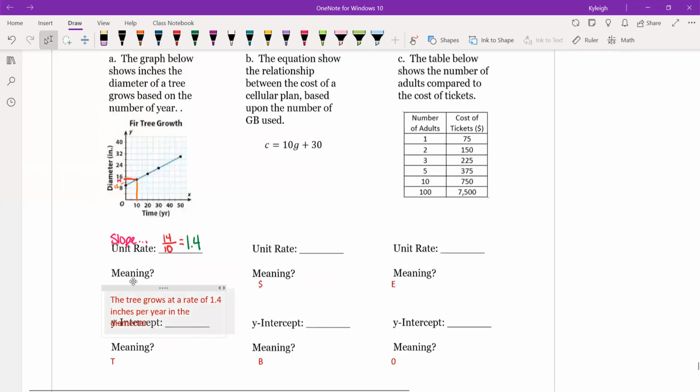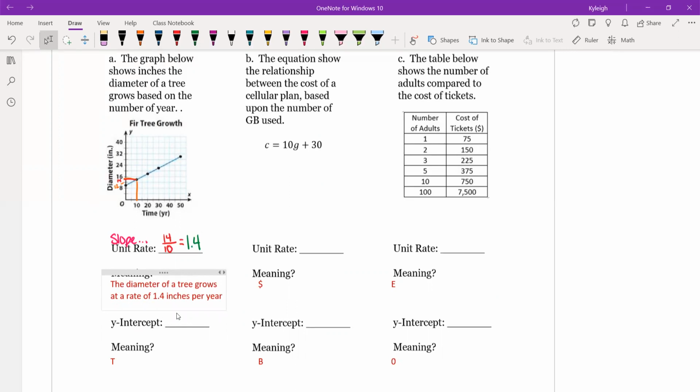Or I probably should have said the diameter of a tree grows at the diameter. There we go. That's a better sentence. Okay, so the diameter of a tree grows at a rate of 1.4 inches per year, right? Because that's what that unit rate means. It's inches, this diameter up here, inches per year.